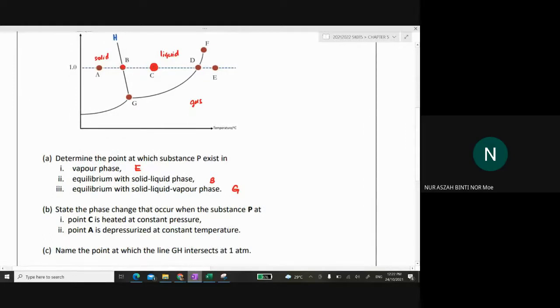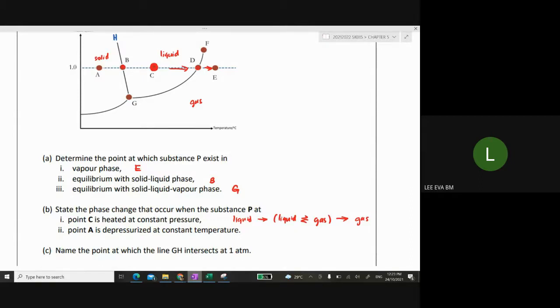Liquid. Okay, very good. We start from liquid into liquid and gas, because you come across the border, right? So liquid and gas in equilibrium. Lagi? To gas. Tak ada lagi kan sampai point E sini. Okay, very good. Thank you, Azza. Okay, we have another one, point A.